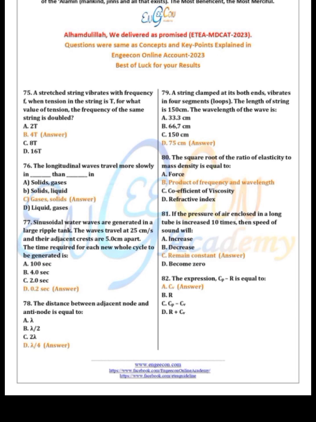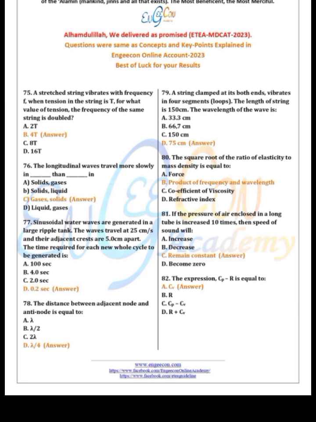79. A string clamped at both ends vibrates in 4 segments (loops). The length of the string is 150 cm. The wavelength of the wave is what? Correct option is 75 cm.